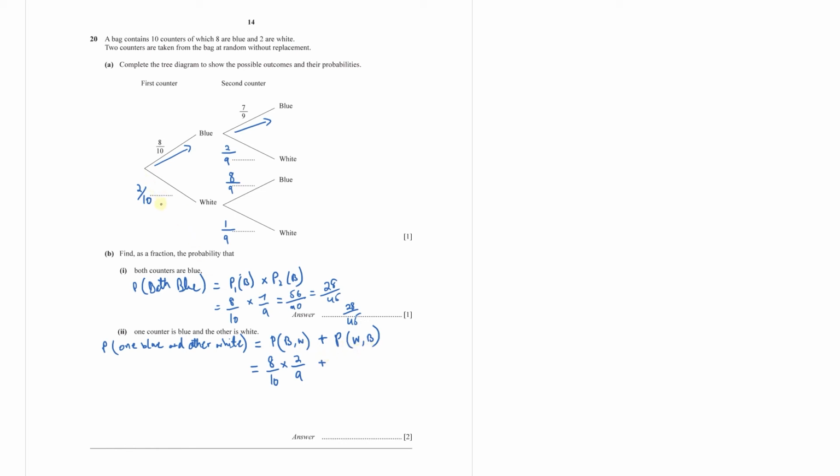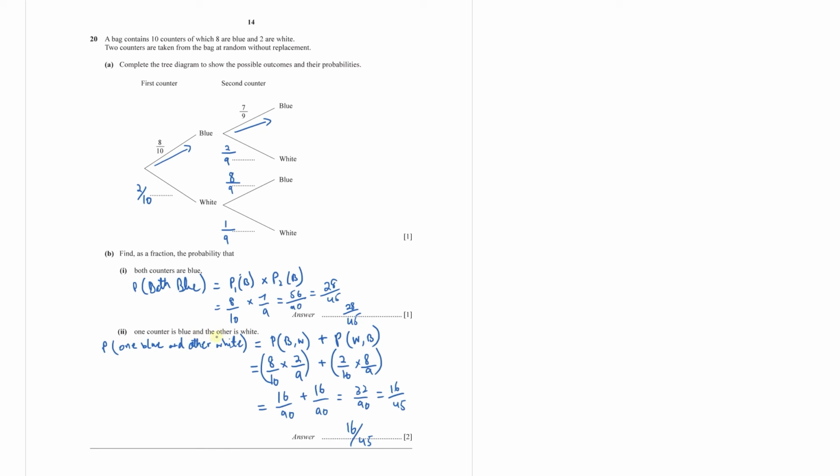So white in the first turn is 2 by 10, and then blue in the second turn is 8 by 9. So you have 16 by 90 plus 16 by 90, which is 32 by 90, which is 16 by 45. So this is your answer. So there's a probability of 16 by 45 that you will get one blue and one white.